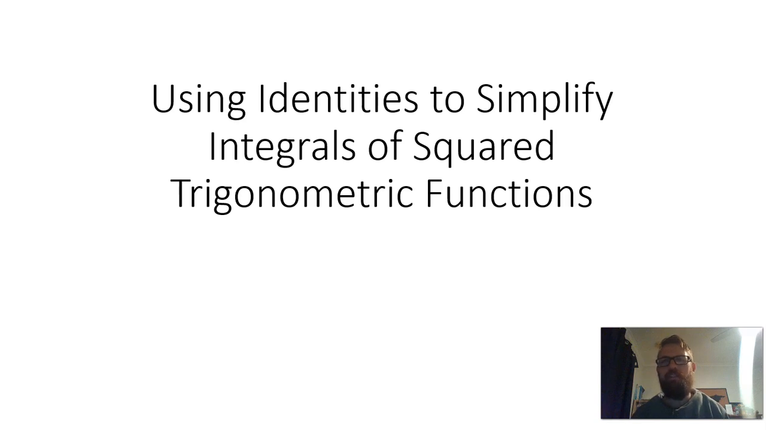Alright, so today we're going to be starting our look into integrals, and it's a bit of a big title today. So we're going to be using identities to simplify integrals of squared trigonometric functions. What that basically means is we're going to get something like cosine squared. We know that equals something else, an identity, substitute that in and then integrate from there.